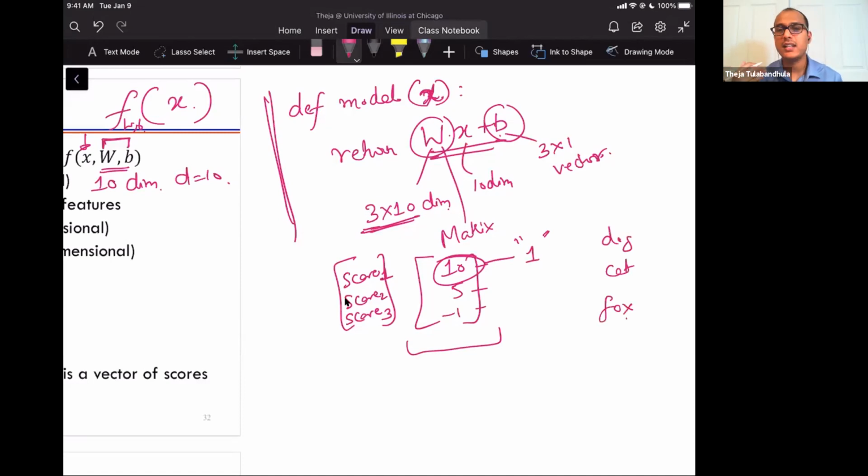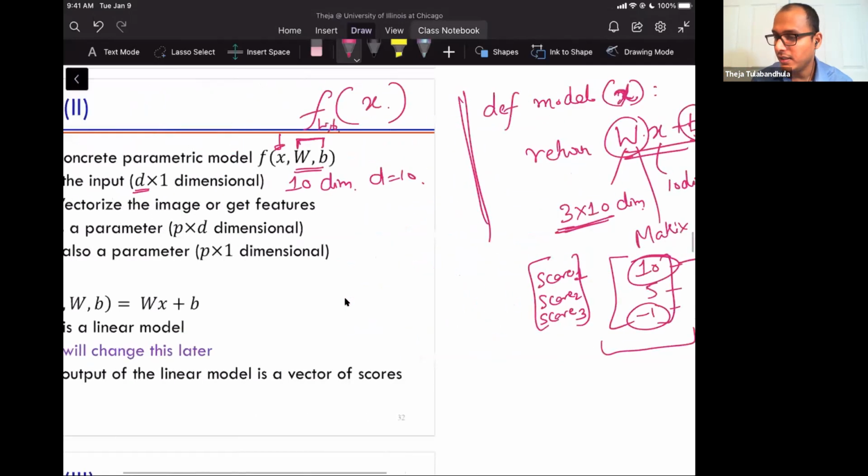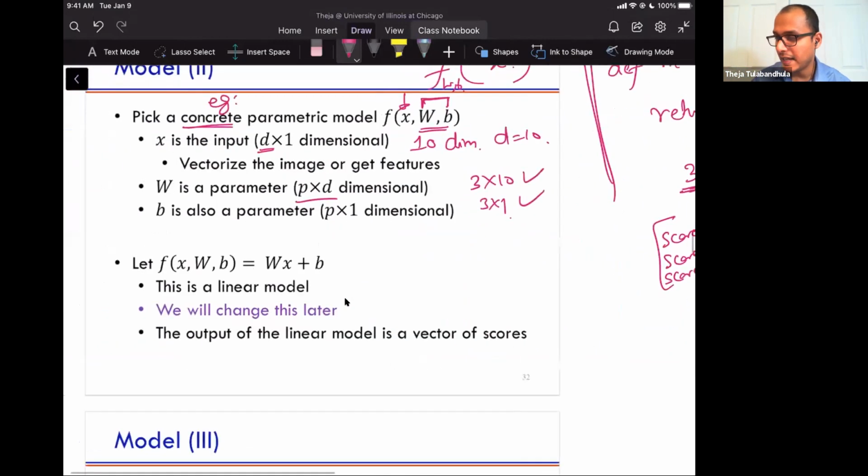Then these 3 scores just represent some sort of score. Oh, hey, this is probably a dog, or this is probably a cat, or this is probably a fox. The lower scores mean the model is just saying, hey, this is not a fox. And as I said, W, I think we've determined, is 3 cross 10, and B is 1. Parameters W and B are parameters of this model. This is an example model.